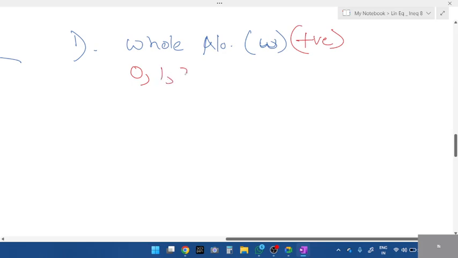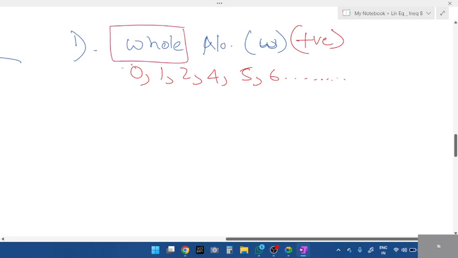The first one is whole numbers. Whole number, the alphabet given is W. Whole number always starts with 0, students. It is only positive. Remember, whole numbers are only positive numbers, not negative, and they start from 0: 0, 1, 2, 3, 4, 5, 6. It goes on. It is not a fraction. It should be a complete number.